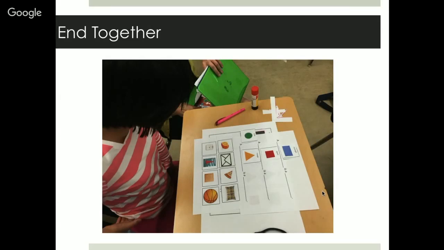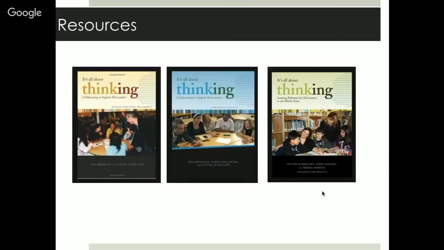I'm going to show you a couple resources that I used. This is the It's All About Thinking series by Faye Brownlee, Leighton Schnellert, and a few different authors that they've worked with. All of the examples that they share in these books are around universal design for learning, but around those three lesson phases of connect, process, transform. And so these are great, great, great books that I encourage you to look into.